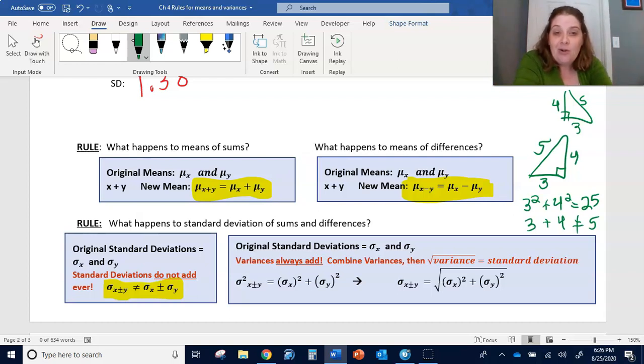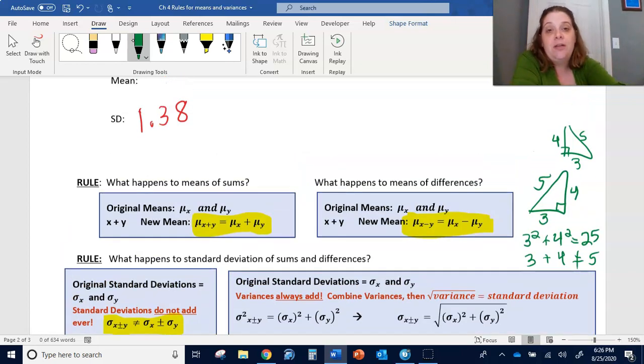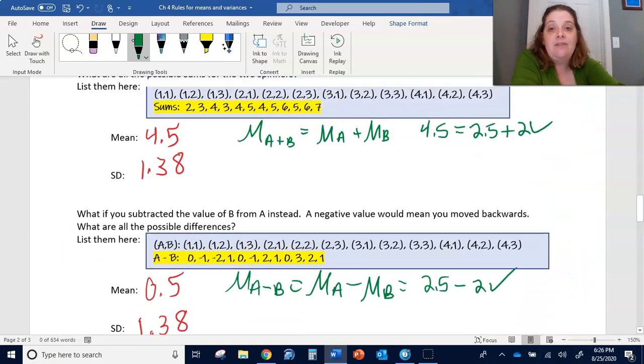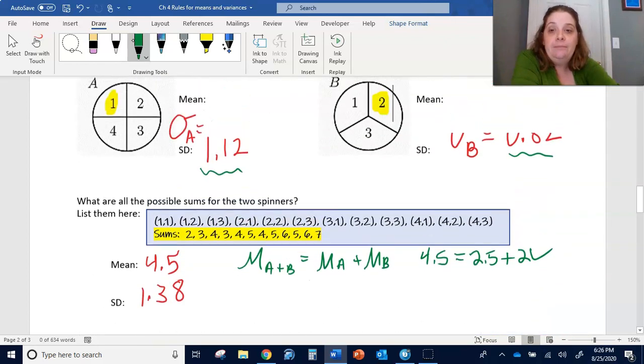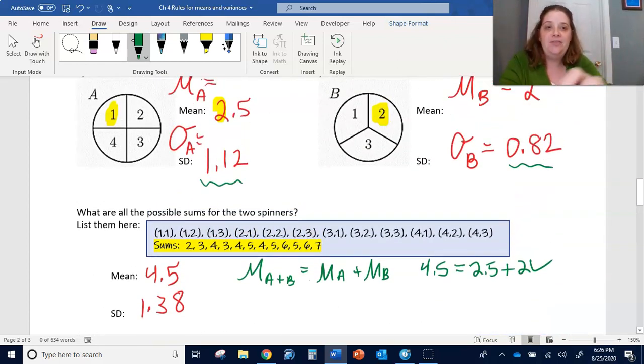So variances are always going to add. You're going to think like it's a Pythagorean triple. You're going to add the variances, and variance is just standard deviation squared. You add those individual pieces squared, and then you square root to find your actual answer. So let's go back up and test to see if that works. Our original standard deviations were 1.12 and 0.82. All right, so I'm going to take a different color here.